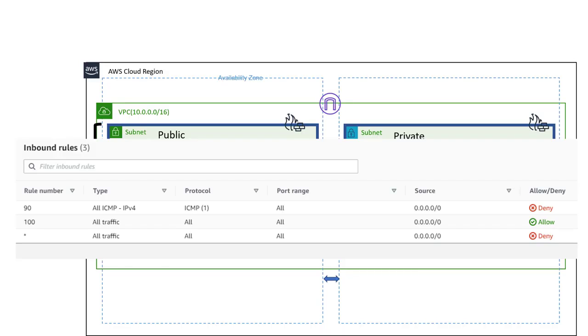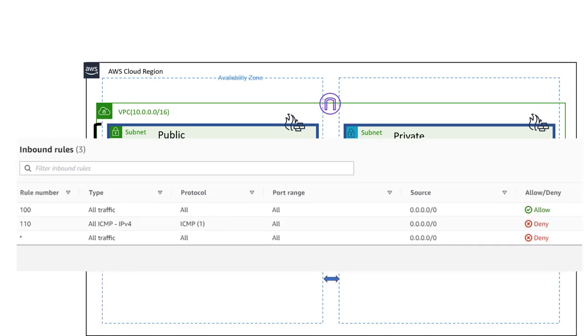Once the NACL sees that there is a deny associated with a particular protocol and a particular type, it goes no further and it basically doesn't allow ICMP pings to be triggered within that particular subnet. The same rules also have to apply for outbound rules as well. The important thing to remember is that rules are triggered based on the rule number from the lowest to the highest, and the rules are either deny or allow.